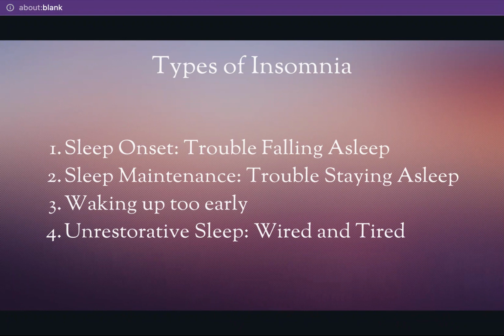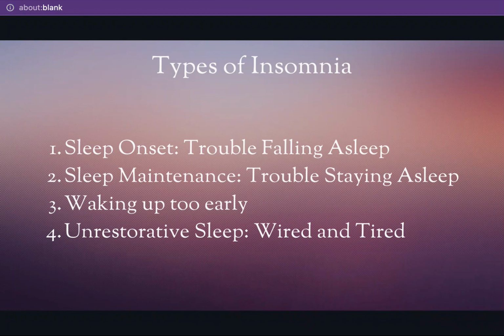And then you have early sleep awakening. So those who can go to sleep and stay asleep, but then wake up earlier than your body is actually ready to. And then you can have the fourth type, which is unrestorative sleep. So this is the person who has no problem going to sleep, no problem staying asleep, and maybe even gets their full 7 to 8 or 9 hours of sleep. But when they wake up, they don't feel like they're well rested. This is more of that wired, tired person.